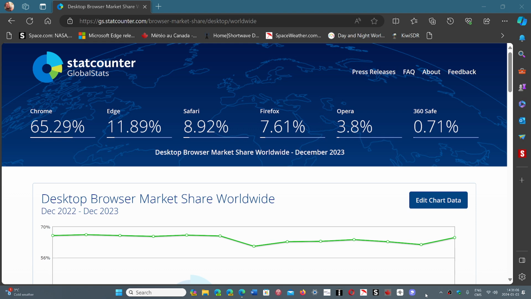We don't take a look at this very often. Last time was many months ago. But the reason I want to do this is to see the difference that this could bring to the market and the share of each browser with changes coming to Chrome this year.